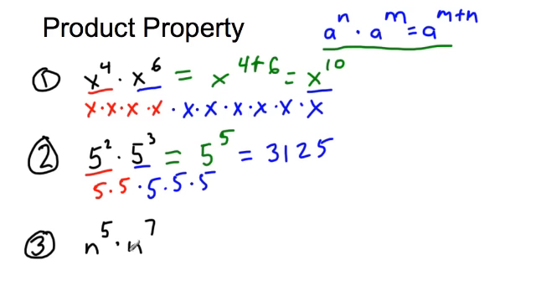Last example on the product property, we have the same base of n, that is the variable n. We don't know what that number is, but that would be equal to n to the 5 plus 7, which is n to the 12th. As we go on to our next property, we have our product property.